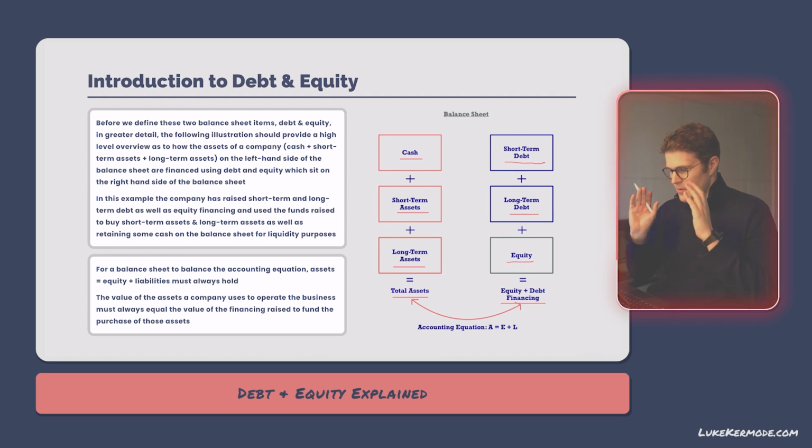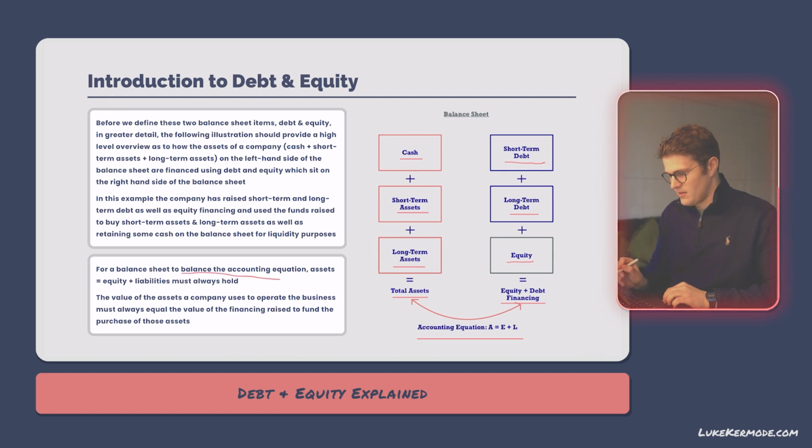So companies raise financing using debt or equity, and the cash that's raised from those sources of financing is used to purchase the long-term assets, the short-term assets of the business, and also there's some cash retained on the balance sheet for liquidity purposes. What's really important to note at this stage, and we'll cover this more in the financial accounting part of the syllabus, is that the accounting equation needs to always hold. Your assets always equal your sources of financing. So assets equal equity plus liabilities.